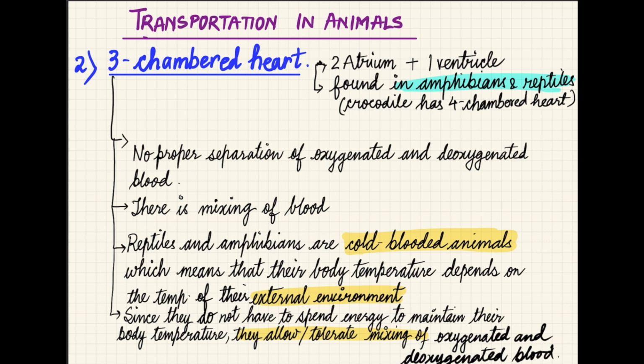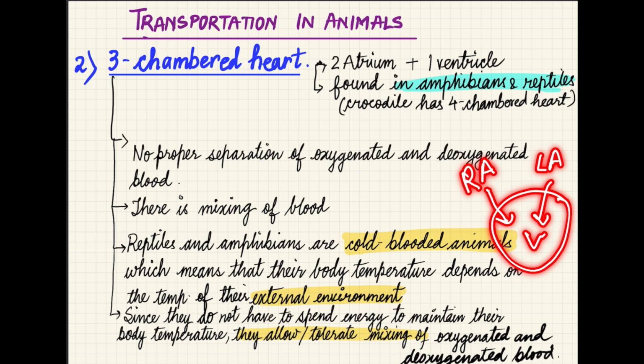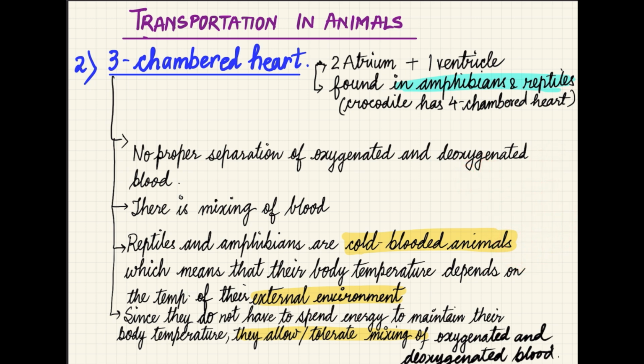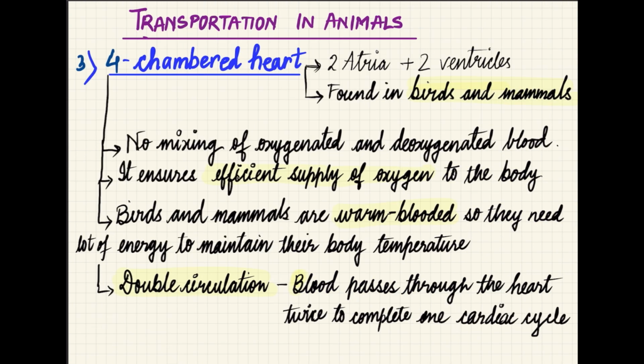So these cold-blooded animals can tolerate the mixing of oxygenated and deoxygenated blood in the ventricle, where from the left atrium the oxygenated blood enters the ventricle, from the right atrium the deoxygenated blood enters the ventricle, and they get mixed here. So this mixing can be tolerated by these amphibians and reptiles. Now when we come to the four-chambered heart, what is there? Two atria and two ventricles. Singular is called atrium, plural is atria.